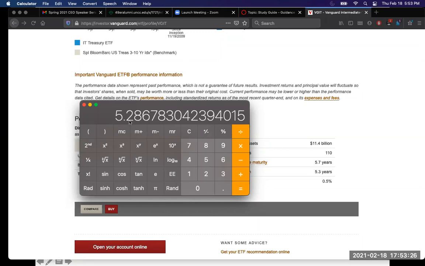For every percentage point change in yield, that will be a 5.287% risk to the value of this fund, the net asset value. So if yields go down by 1 full percentage point, I will earn on the market value of the assets in this fund about 5.29%. It actually will be more because of the convexity.